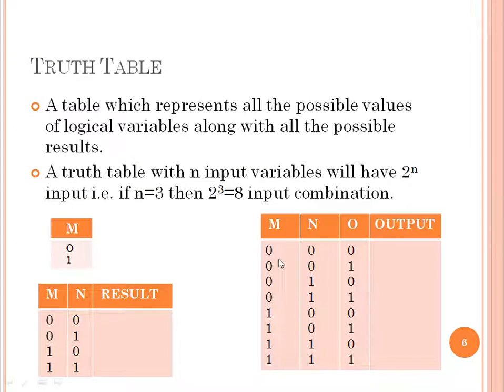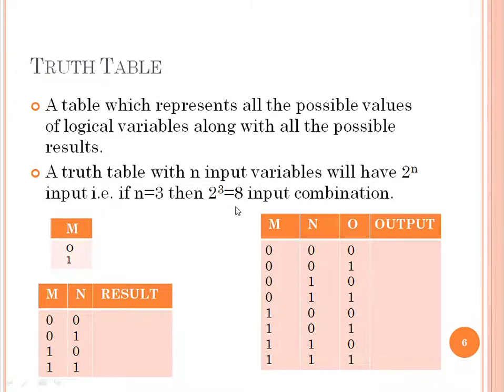The next thing that we must get familiar with is a truth table. This is also a very important topic in Boolean logic. It is a table which represents all the possible values of logical variables. We can see a collection of tables over here, which has a collection of logic variables with all the possible results.